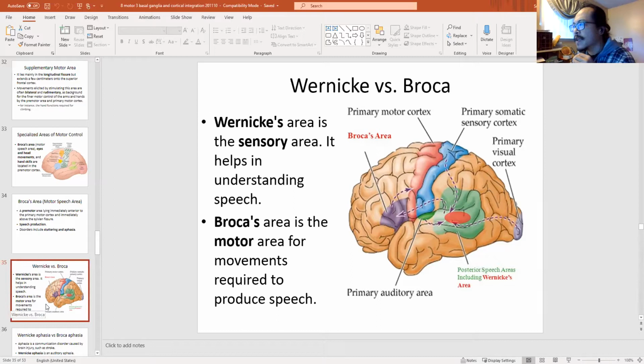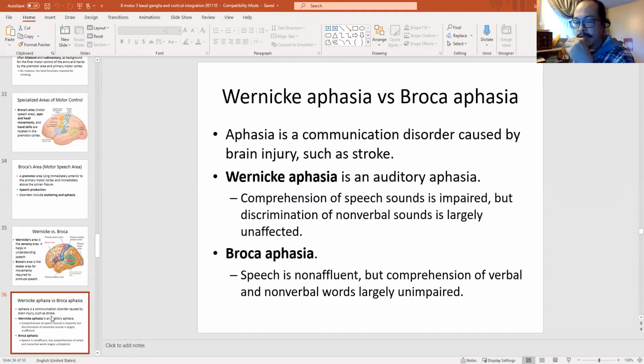So that's that. And so if any of these regions is injured, then the person will have difficulty with speech, and that's called aphasia. So we can have the motor deficit leading to Broca aphasia, or the auditory deficit leading to Wernicke aphasia. So that's that. All right.